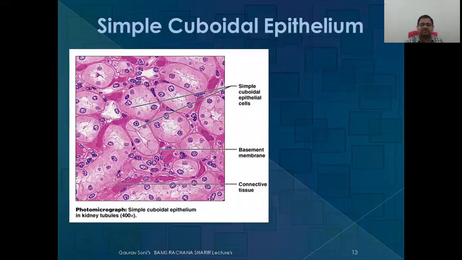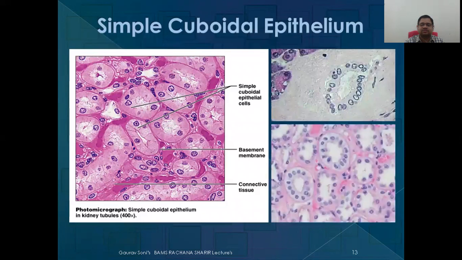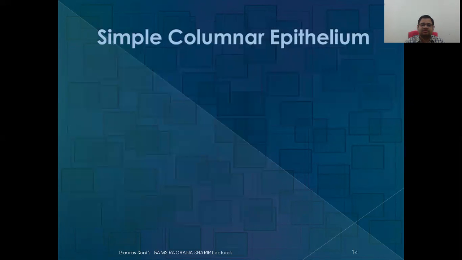So this is one of the slides which you can identify. This is simple cuboidal epithelium of kidney tubules. Here you can see the cube-like cells and the bigger nucleus. There are certain more slides just to make it clearer.